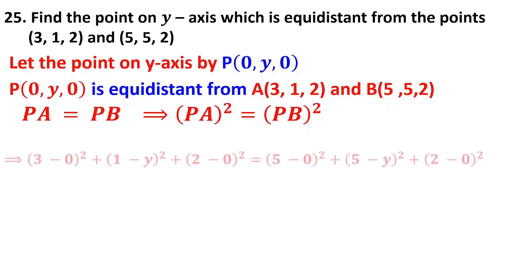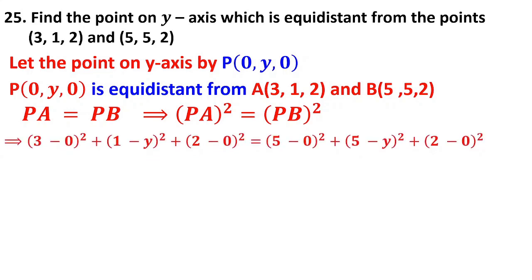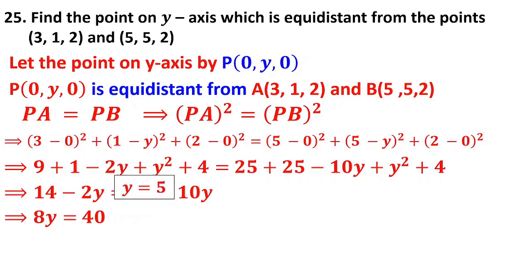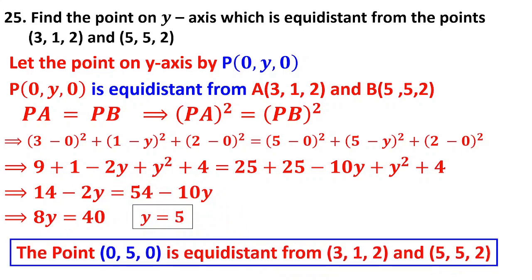But we are avoiding the square root. Using the formula x1 minus x2 the whole square plus y1 minus y2 the whole square plus z2 minus z1 the whole square on both sides. Expand, and the terms which cancel get cancelled. After that you get 14 minus 2y is equal to 54 minus 10y. Therefore, y is equal to 5. Therefore, the point is 0, 5, 0.